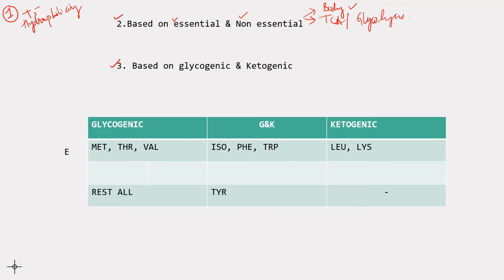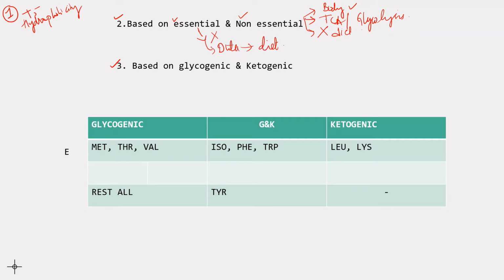And this also means that it need not be taken through some external ways such as the diet. Whereas when we look at the essential amino acid, it means that it is essential and the body does not synthesize it. So it has to be taken from outer sources, and the outer source is diet.